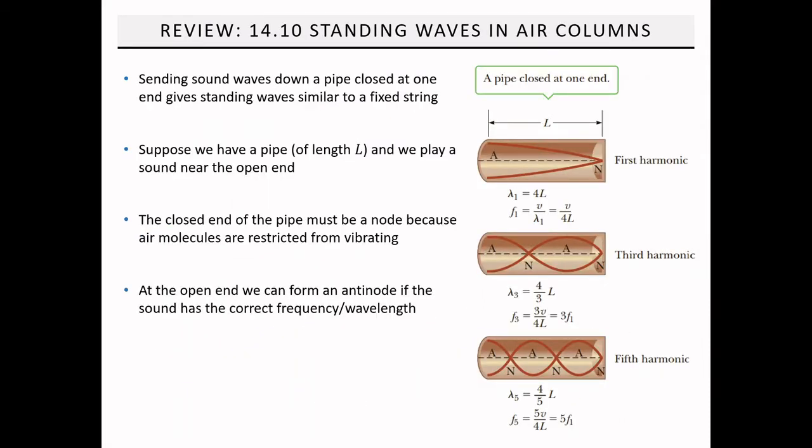We also learned that if you have a pipe that's closed at one end and you play a tone at the open end, that tone will send a sound wave down the pipe. The sound wave will reflect off the back of the pipe. And if the length of the pipe and the frequency of the tone are just right, you can have antinodes formed at the open end of the pipe. And we also learned that the closed end of the pipe always forms a node.